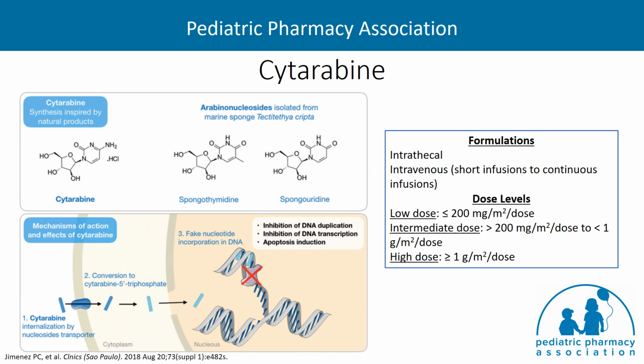Globally speaking, low-dose cytarabine is considered to be doses less than or equal to 200 milligram per meter square per dose. Intermediate dose cytarabine is considered to be greater than 200 milligram per meter square to less than 1 gram per meter square per dose. And then high dose cytarabine is classified as any dose that's equal to or greater than 1 gram per meter square per dose.